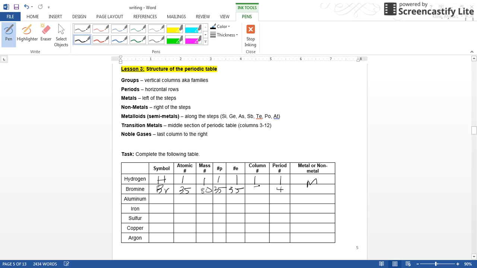If you want to count across left to right and call it the 17th, that's fine too. I think if you get in the habit of calling it the 7th, it'll make more sense later. It is to the right of the steps, so therefore it's a non-metal. Give another one of these a try just so you can be familiar with what we did in class today.